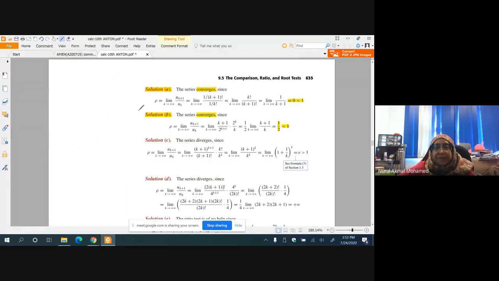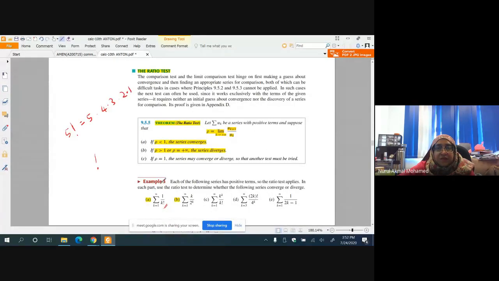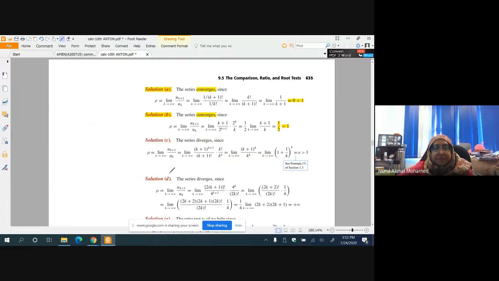So let's look at the first one, 1 over k factorial. For uk plus 1, it will be 1 over k plus 1 factorial. And then you divide by uk, which is 1 over k factorial. So you simplify, you get k factorial divided by k plus 1 factorial. And then you simplify this.